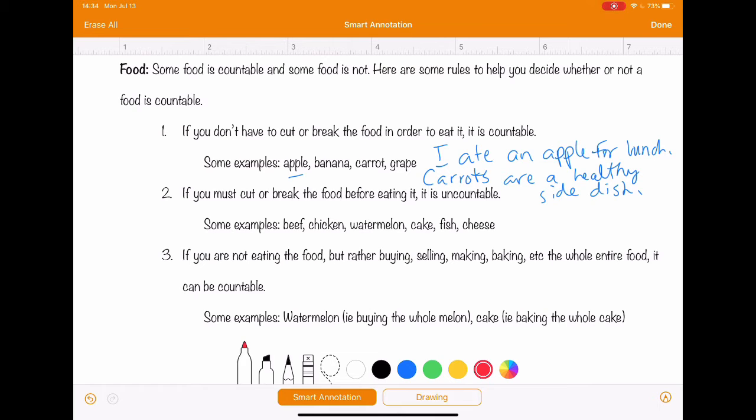That's a little weird. Or if I take the whole entire cake or the whole steak, do I pick up a piece of steak and just take a bite of it? No, generally I cut it first. So here I would say I had beef for dinner. Now, I would not say I had a beef for dinner. So these would all be examples of uncountable nouns.